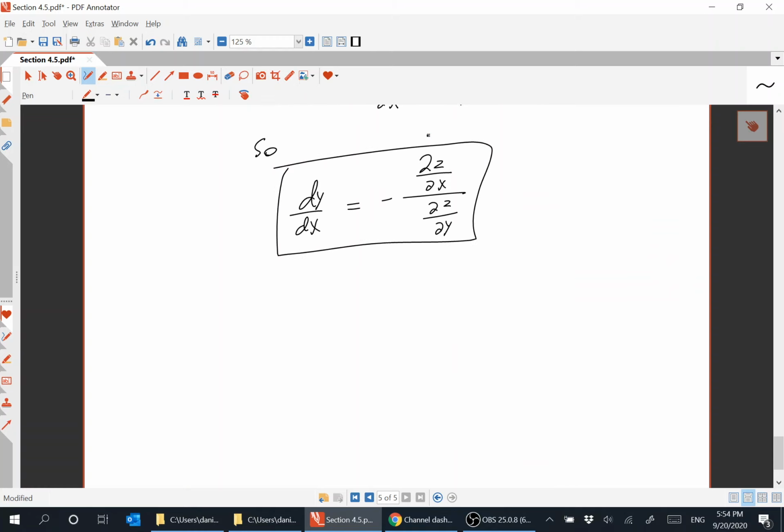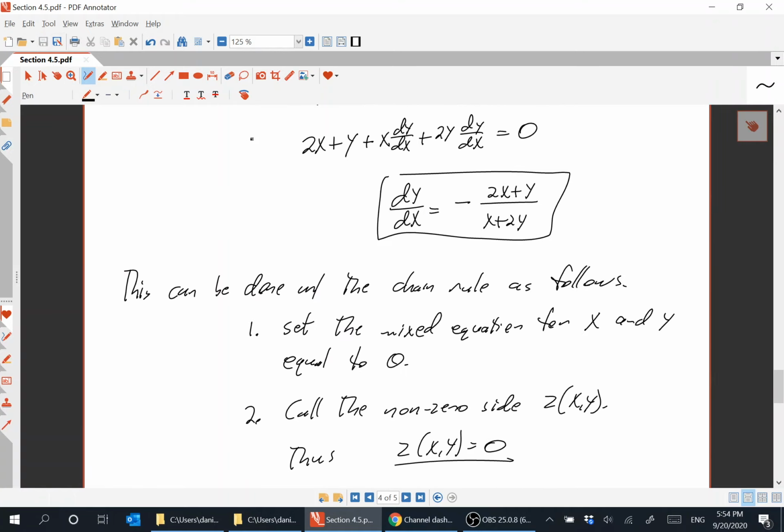So going back to that same example, where's that example we had before? Right there.